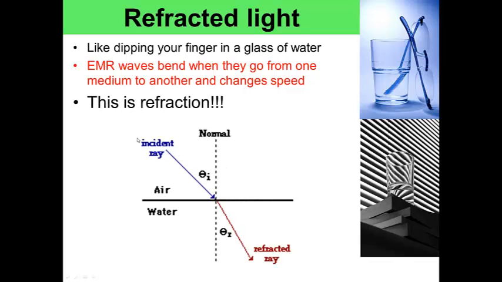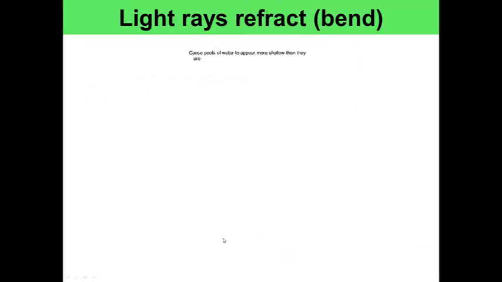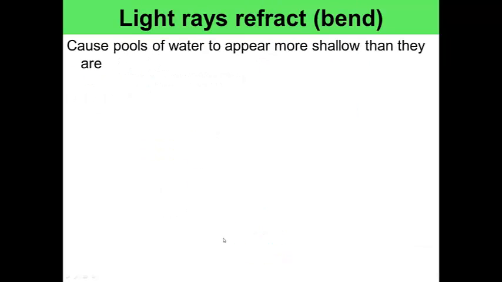So here you have an incident ray coming through, and this is in air, and then you have a refracted ray. As it enters the water, the angle changes slightly. So the light bends. So light rays refract or bend. They cause pools of water to appear more shallow than they are.